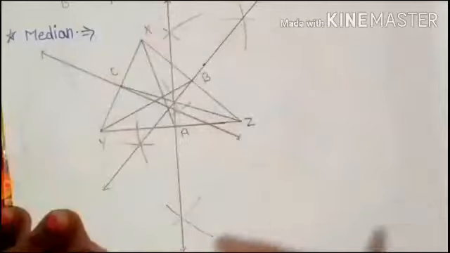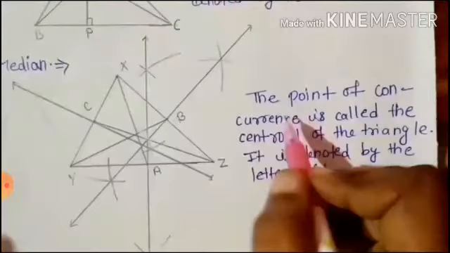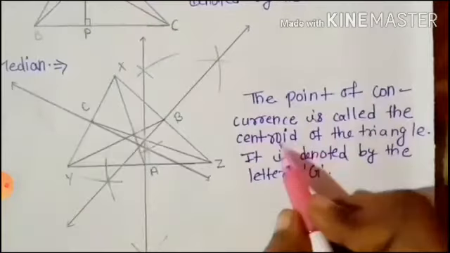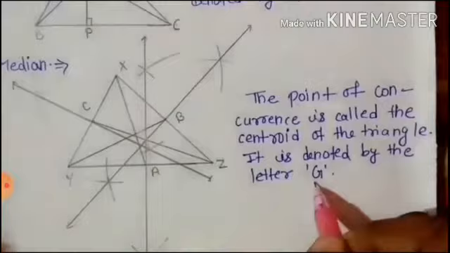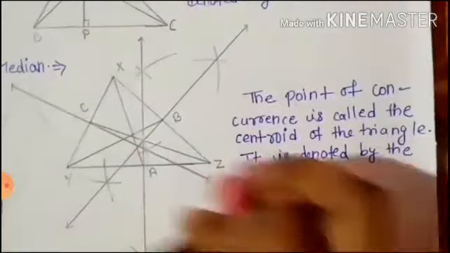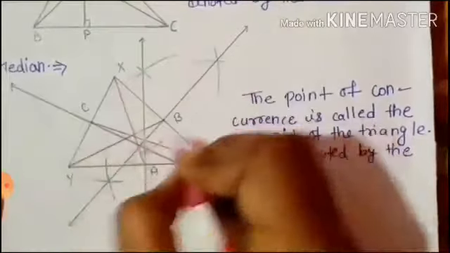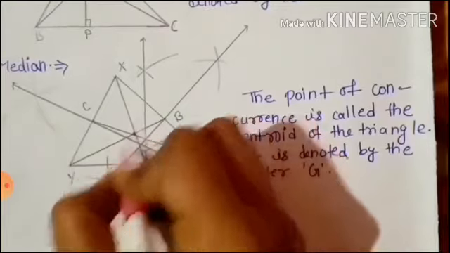First of all, draw the perpendicular bisector. This bisector can help to draw the median. The point of concurrence is called the centroid of a triangle. It is denoted by the letter G. If 3 medians concur at a certain point, this point we will call G only, and this point of concurrence is called the centroid.